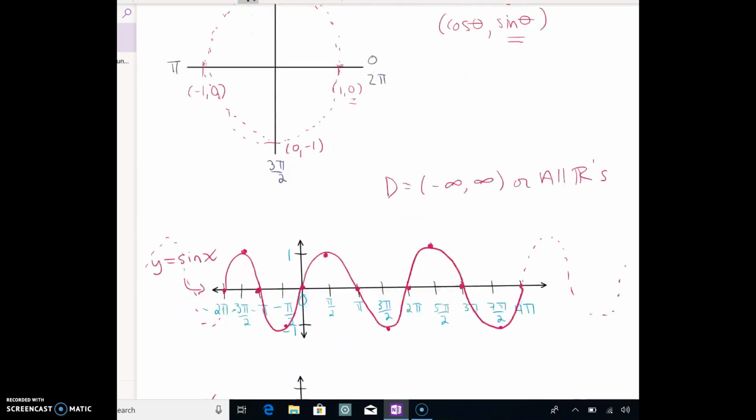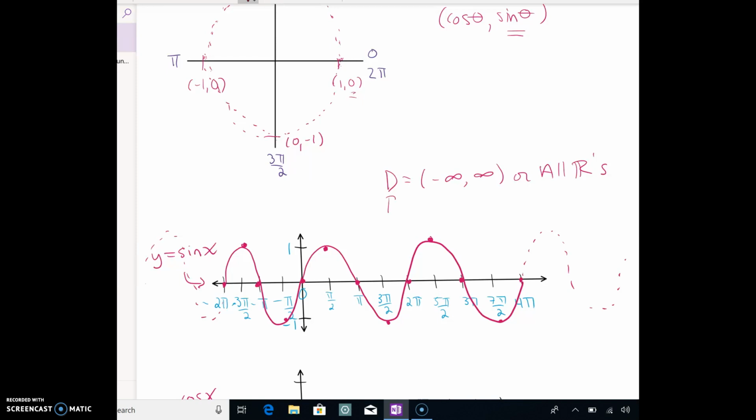Let's talk about some other aspects of sine. For the range, if we take a look here at the y values, the normal sine function is going to go between 1 and -1. So we have a range of those y values between -1 and 1.